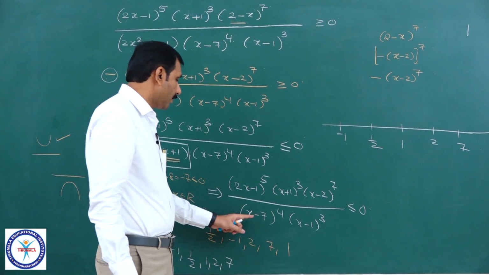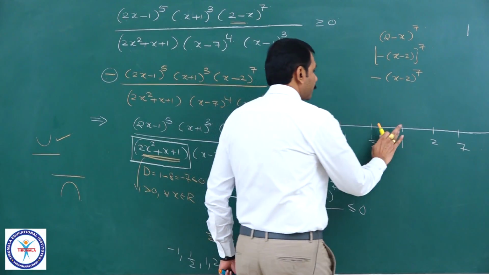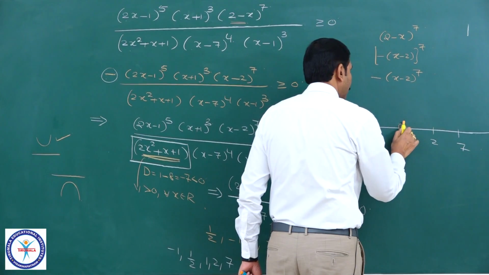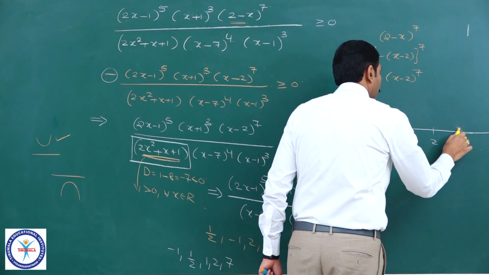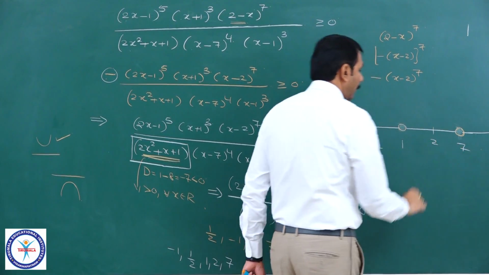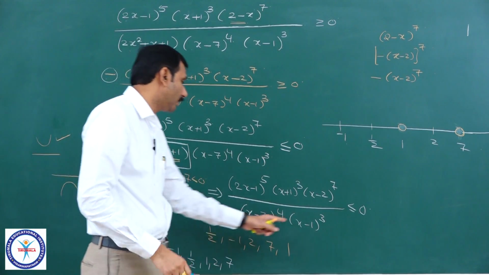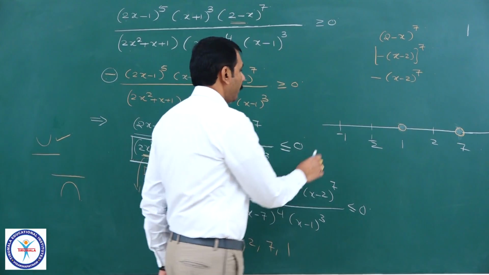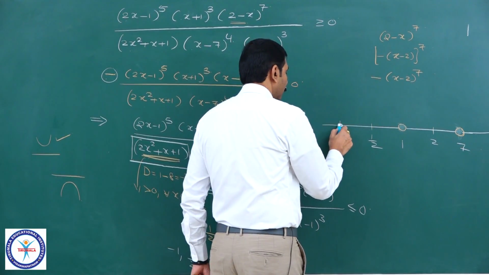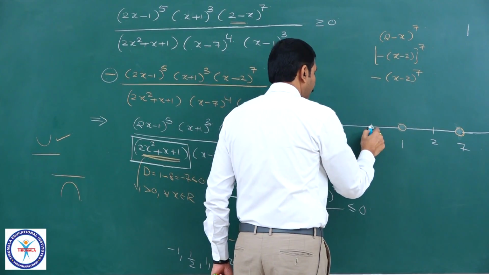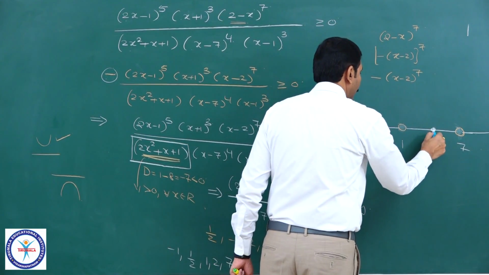What are the denominator zeros? 7 and 1. Yes. Put them with open circles, because these are the points of discontinuity. It should not be equal to 1, should not be equal to 7. I have deleted those two. 1 and 7 open circle, and the remaining 3 dark circles. Yes, they can be included.